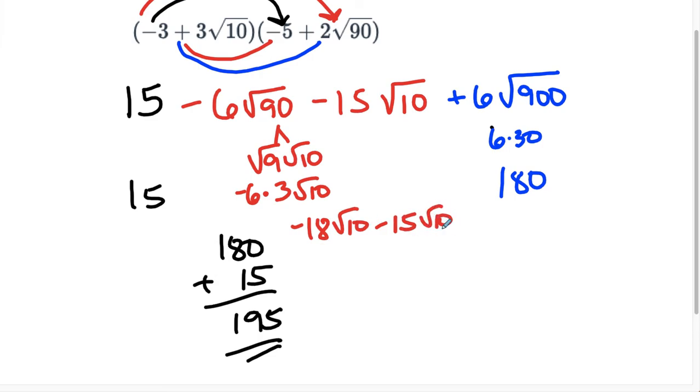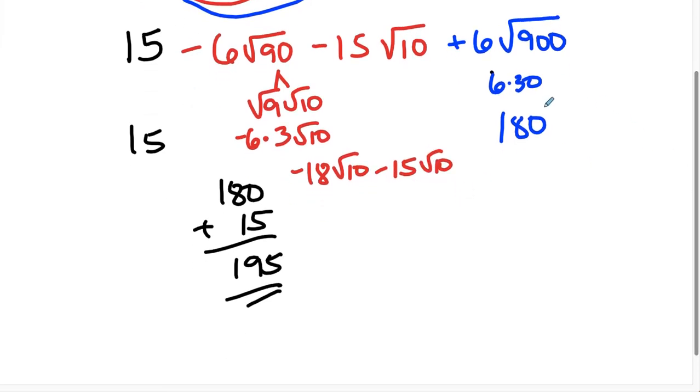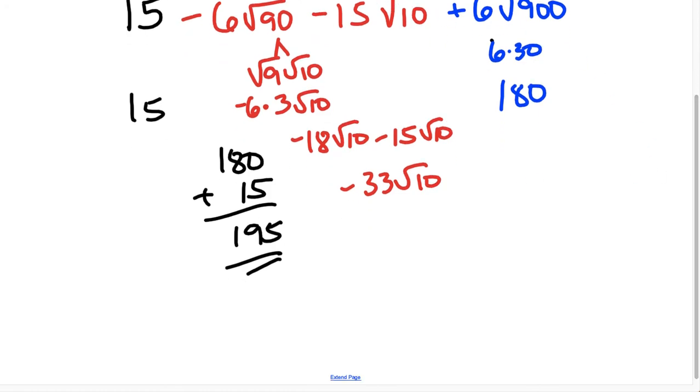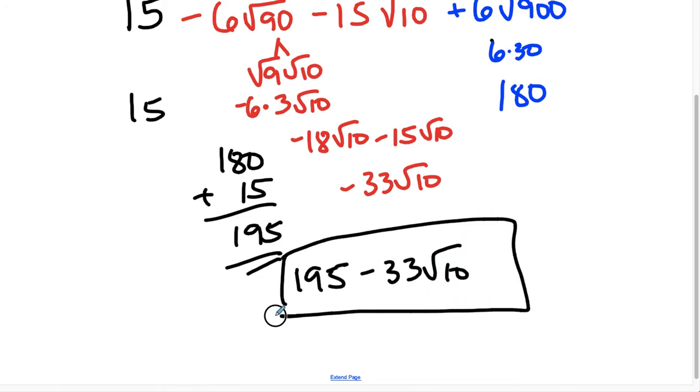So because they have two of the same kind, we can now combine a negative 18 minus 15, which is negative 33, right? So now we have our rational number, which is 195, and our irrational number, which is minus 33 square root of 10. So that's your final answer, okay? Okay, so that's a little bit more advanced, but that is it.